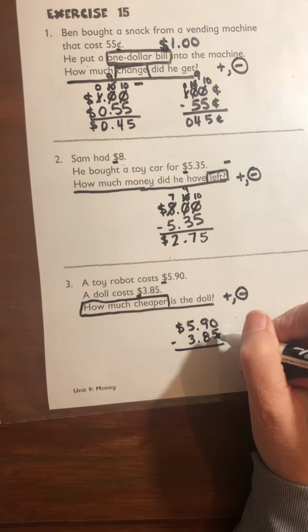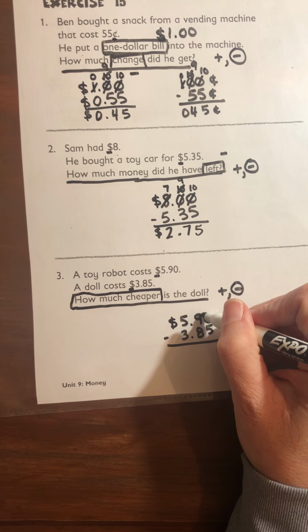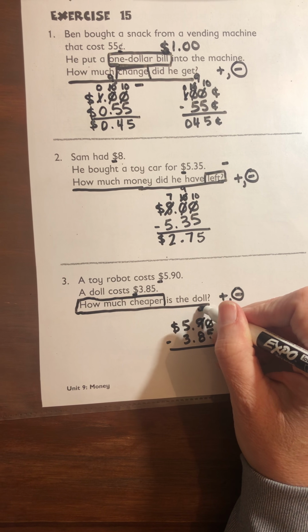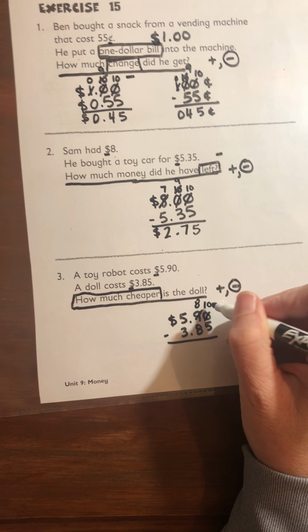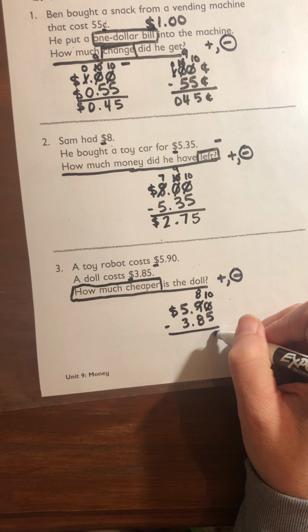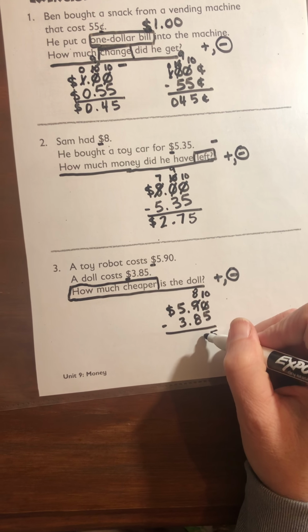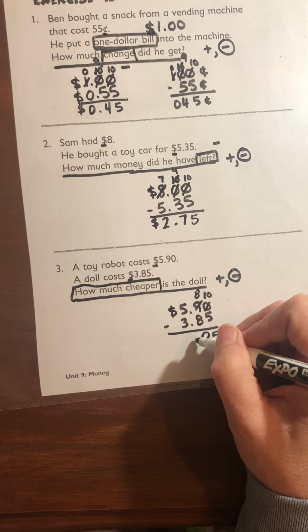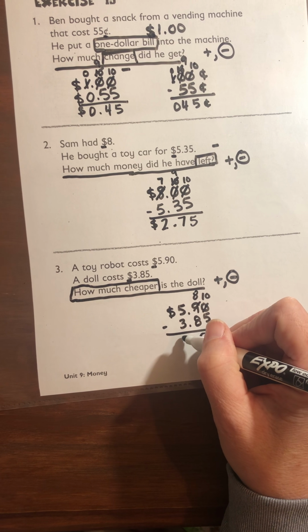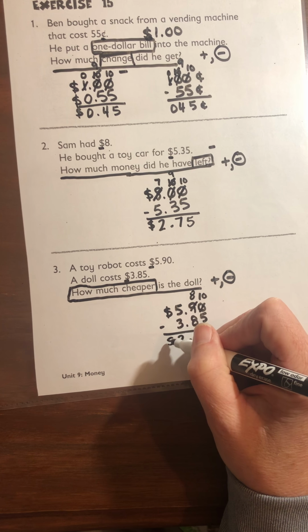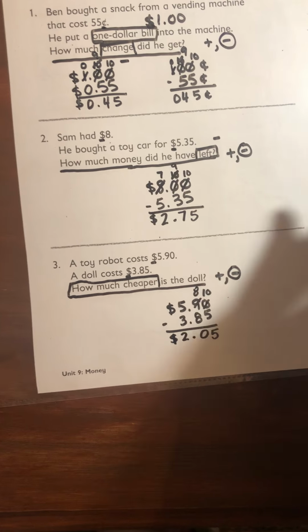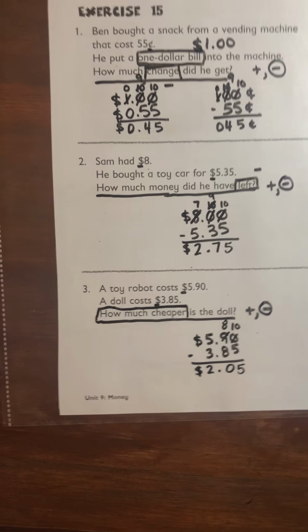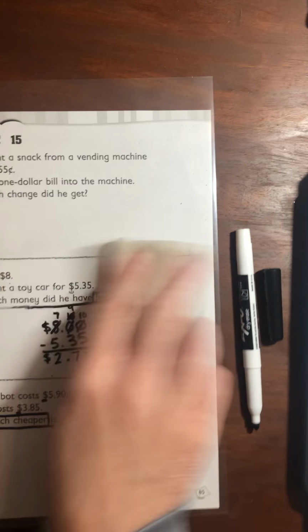All right, 0 minus 5, we can't do it. Cross out, 9 becomes 8. 0 becomes 10. 10 minus 5 is 5. 8 minus 8 is 0. Bring down our decimal point. 5 minus 3 is 2. Bring down our dollar sign. Okay, that's that page. Hopefully you don't have any questions on it, and we will go ahead and do the next side.